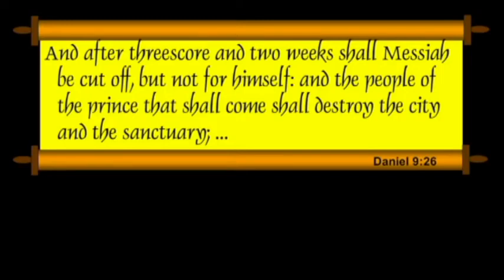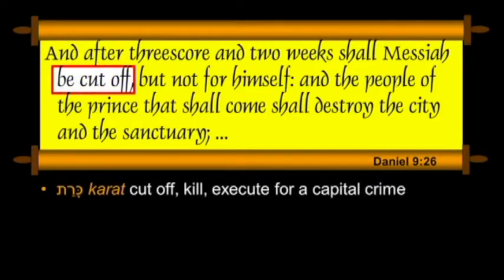It may surprise you to realize that the execution of the Messiah was predicted in the Old Testament. In Daniel chapter 9, the famous 70 weeks prophecy, it says that the Messiah shall be cut off, karat. The term "cut off" means to cut off, kill, execute for a capital crime. Shall the Messiah be karat, but not for himself. And the people of the prince that shall come shall destroy the city and the sanctuary.